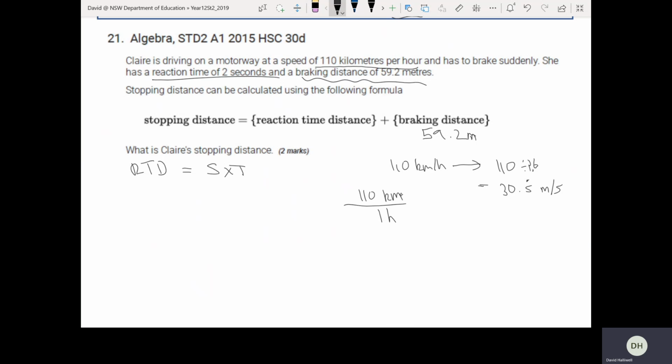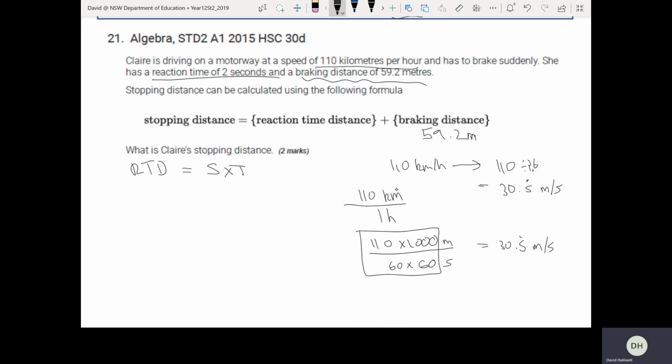So kilometers, we want to change it to meters. There are 1,000 meters in a kilometer, per 1 hour. And then we change the 1 hour. Now 1 hour is 60 minutes, and in 60 minutes there are 60 seconds. So you'd plug this into your calculator, and when you do this, you get 30.5 repeater meters per second. So I change 1 unit at a time.